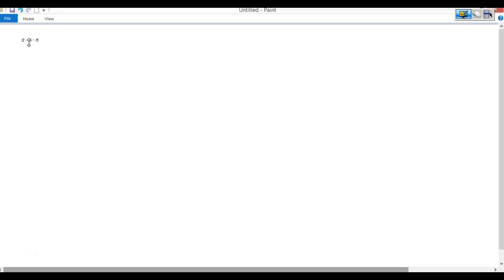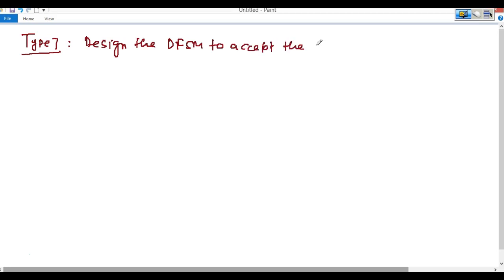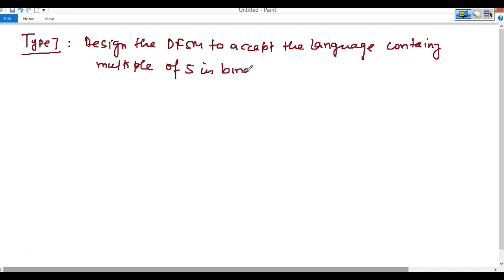Hello friends, and in this lecture we are going to discuss another type, that is type 7. Design the DFSM to accept the language containing multiples of 5 in binary numbers.